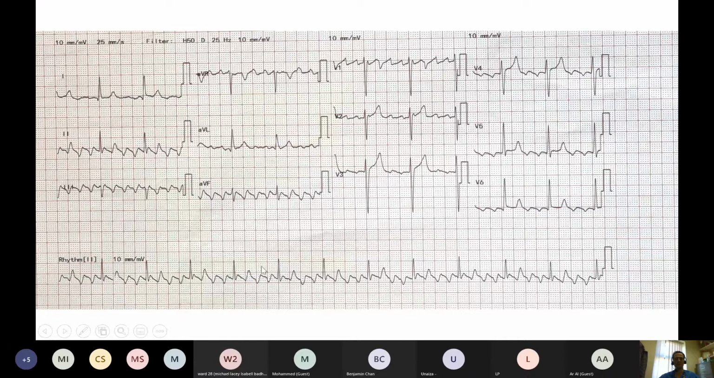300 divided by 4. So we're down to about a rate of 75. And so there'll be a flutter wave buried in the QRS here. You can see 1, 2, 3, another one buried in the QRS here, 1, 2, 3. So here this is 4-to-1 block with atrial flutter.